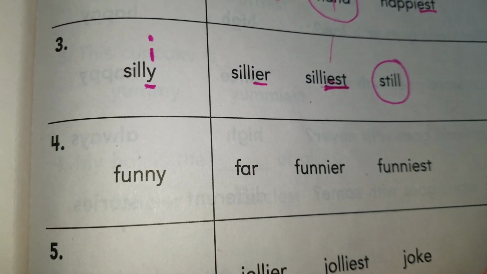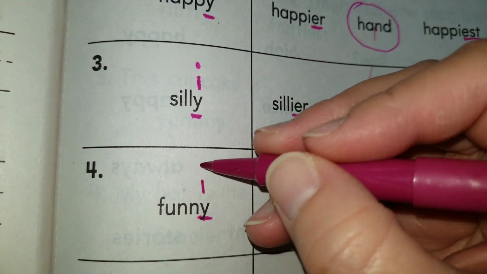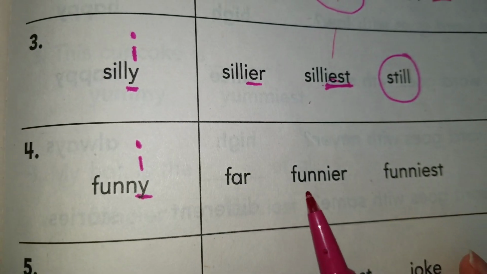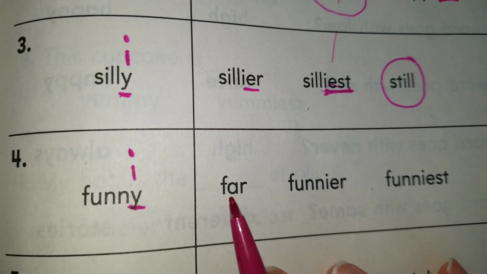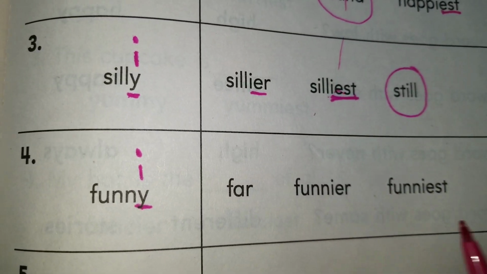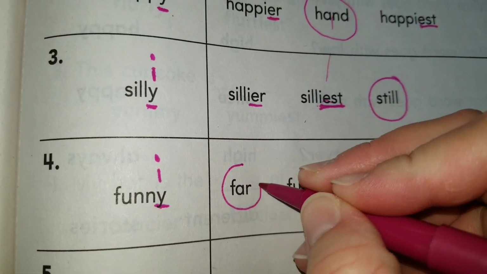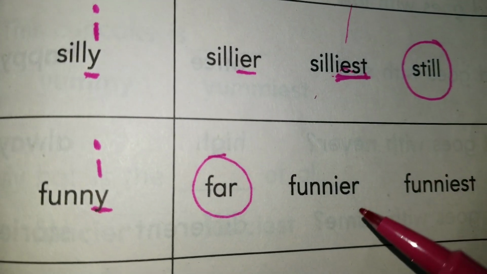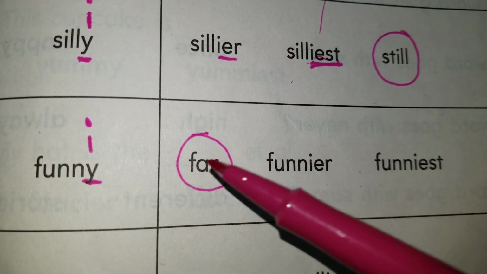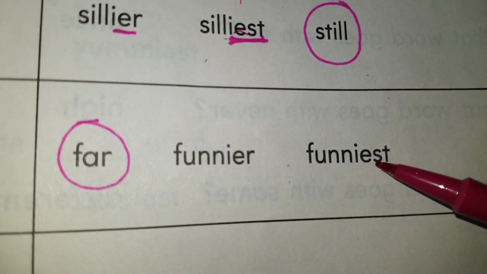Then we have funny. Funny ends with Y. So we replace the Y with the letter I, with the vowel I, and now we can add ER or EST. But first, let's find out which word doesn't belong here. We have far, funnier, and funniest. Which one doesn't belong? Far, right? And now we can see how here they replace the Y with the I and they add ER. We replace the Y with the letter I, and we can add EST.